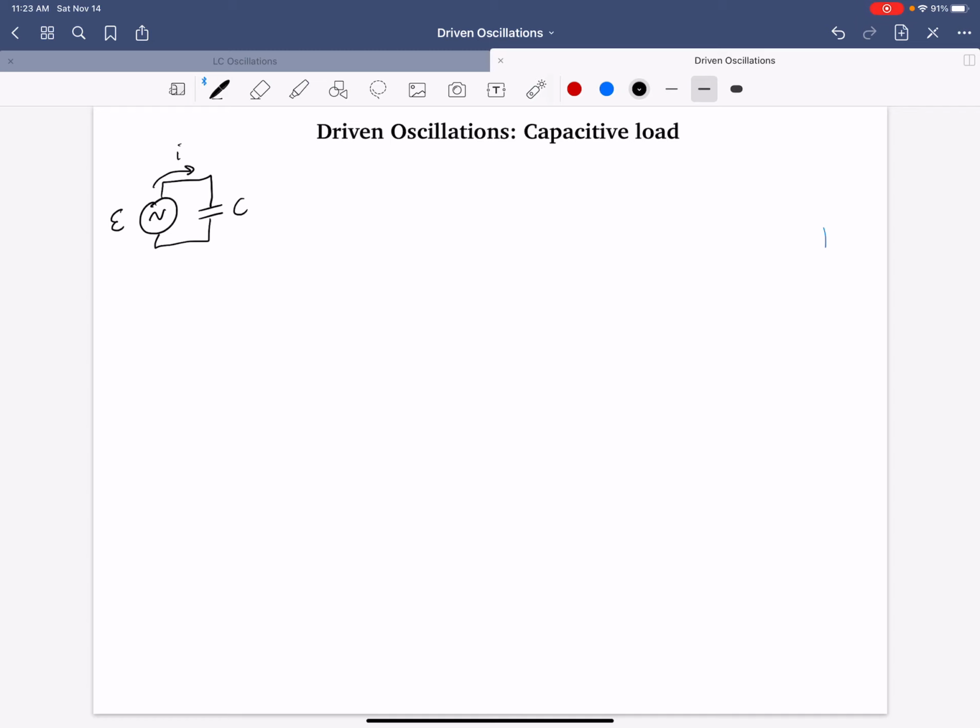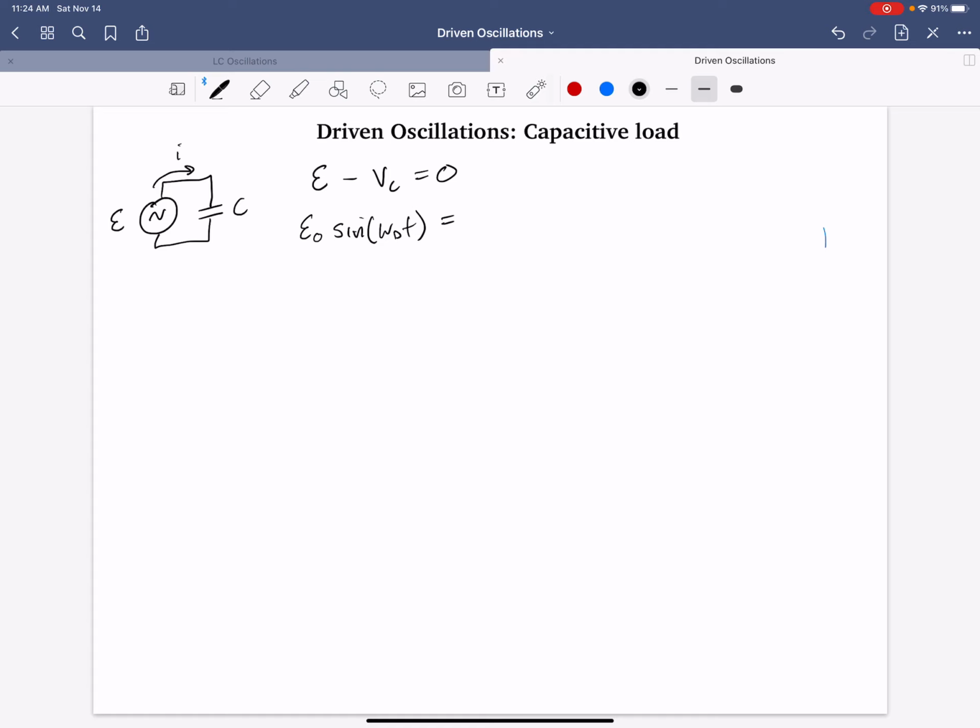So we have a relatively simple Kirchhoff's loop rule, which has the EMF minus the voltage drop across the capacitor, which I'll keep as V sub C, and that equals 0. So these are obviously equal to one another. And so we can write that as, the EMF varies sinusoidally, which can be written like this: some maximum voltage times sine of the driving angular frequency times time.